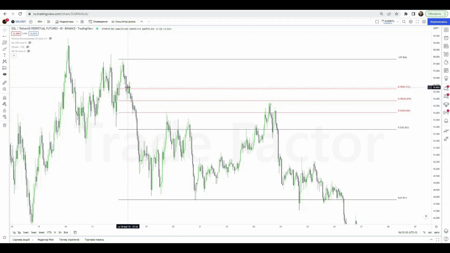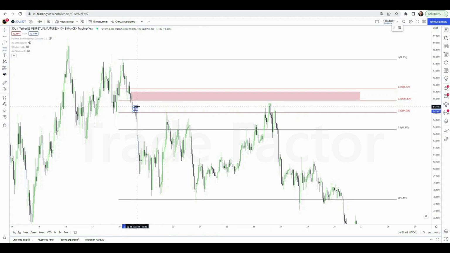We will talk about it later. In this case, this order block and this order block are interesting for us. This order block is of less interest because it has been tested already by this order block. So, these two order blocks can be valid.